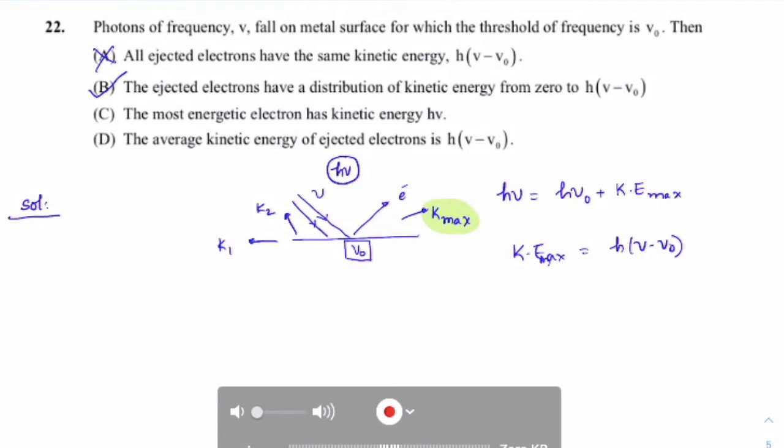The most energetic electrons have kinetic energy h nu. No, that is not the right one, because it is not h nu, it is h into nu minus nu naught. The average kinetic energy of ejected electrons. No, the photoelectric effect is not for an average kinetic energy. It is only for the maximum kinetic energy. So option B is correct.